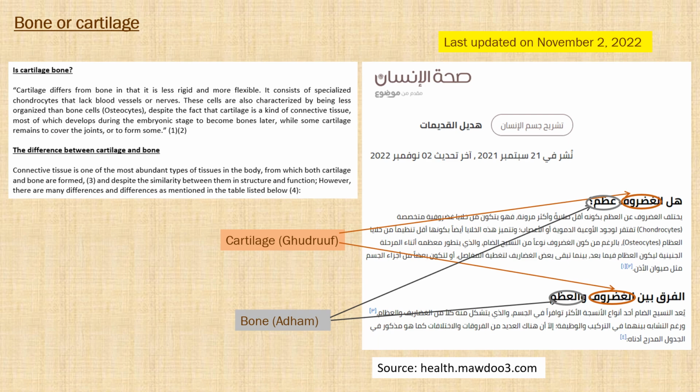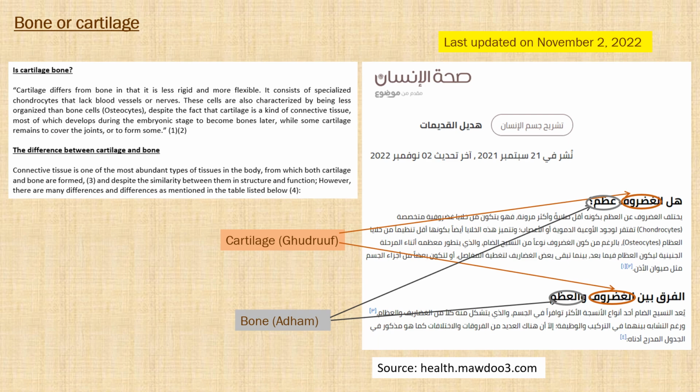Apologists often argue that when the Quran refers to bone, it can also mean the cartilage. However, in this Arabic medical website, it makes a distinction between the bone and cartilage and has different terminologies for both. For cartilage, it uses the word guzruf, a word the Quran does not contain. The website was last updated in November 2022.